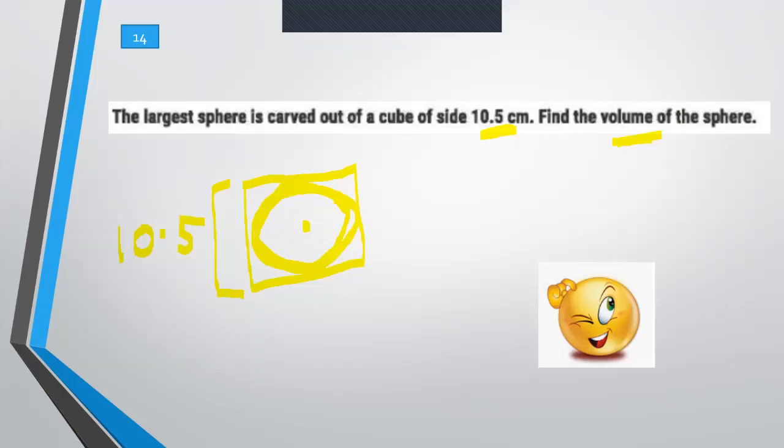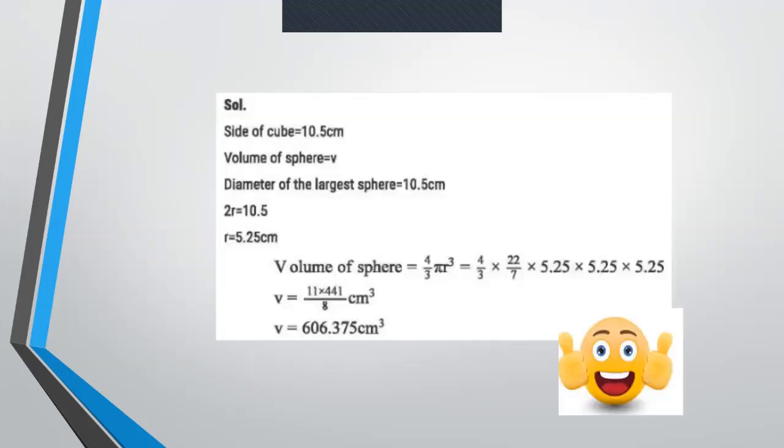So what will be the volume of that sphere? R is 5.25. 606.375 centimeters cube. Wonderful. Done.